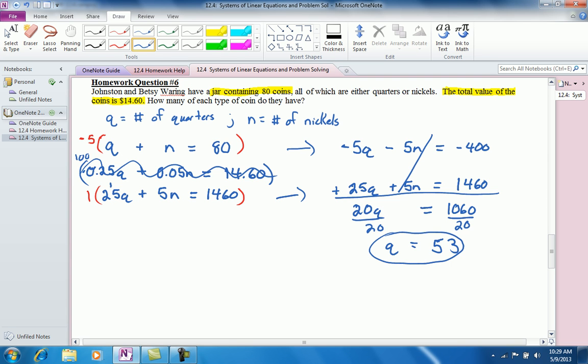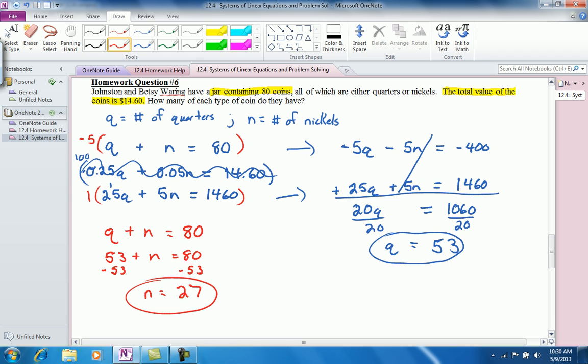Alright, so now all I have left to determine is how many nickels are in the jar. I can go back to one of my two original equations. I'm going to go back to the easiest of the two original equations, which said that Q plus N was 80. The total number of coins was 80. I know that there's 53 quarters, so I'll substitute 53 in for the quarters. Subtract 53 from both sides to get N by itself. And N is going to equal 80 minus 53, or 27.